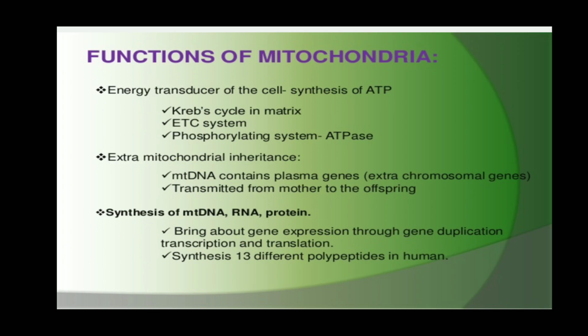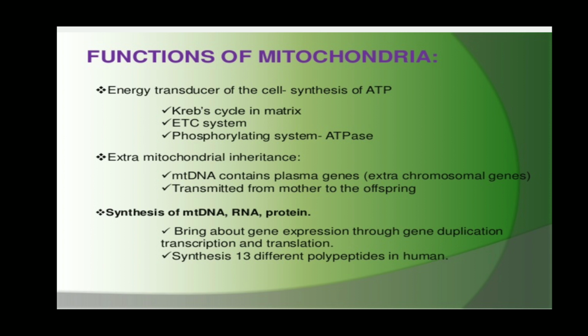Then we'll see the functions of mitochondria, and the common function, that is the synthesis of ATP. The energy currency of the cells, that is the synthesis of ATP, takes place inside the mitochondria in the reactions of the Krebs cycle in the matrix, as well as the electron transport system, as well as the phosphorylating system, that is ATP synthase enzyme. So here the ATP will be generated.